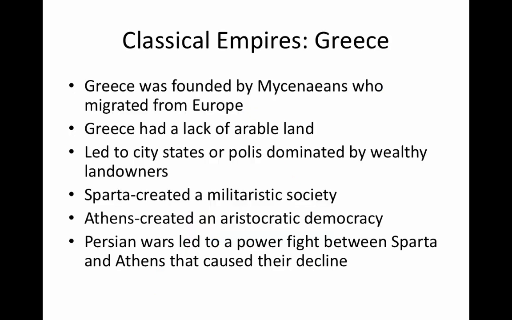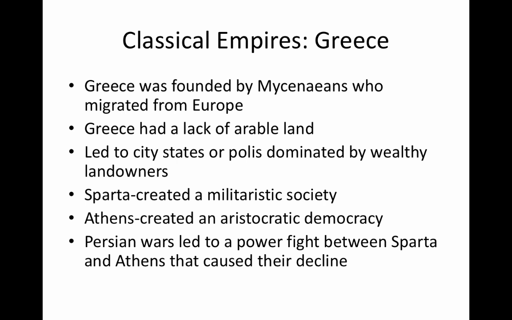So within Greece, Greece was founded by the Mycenaeans, who migrated from Europe. One of the biggest problems the Greeks had was a lack of arable land, and this led into the creation on the Greek peninsula of city-states, what were called polis, or small city-states, dominated by wealthy landowners. Eventually, two major city-states are going to rise. There actually were thousands of these, but the two big ones that are going to rise are Sparta and Athens. Sparta would create a militaristic society. Athens created an aristocratic democracy.